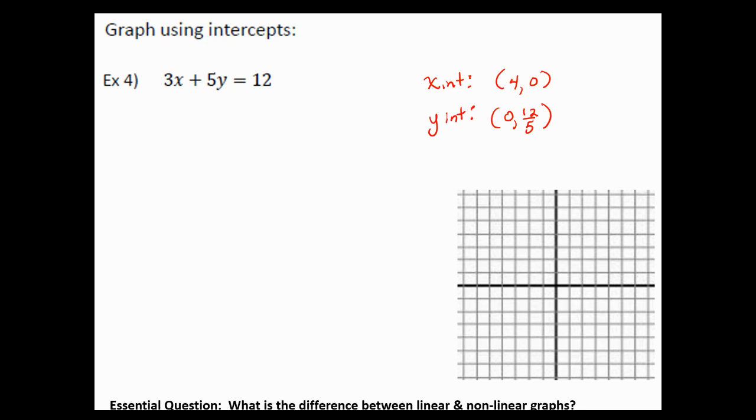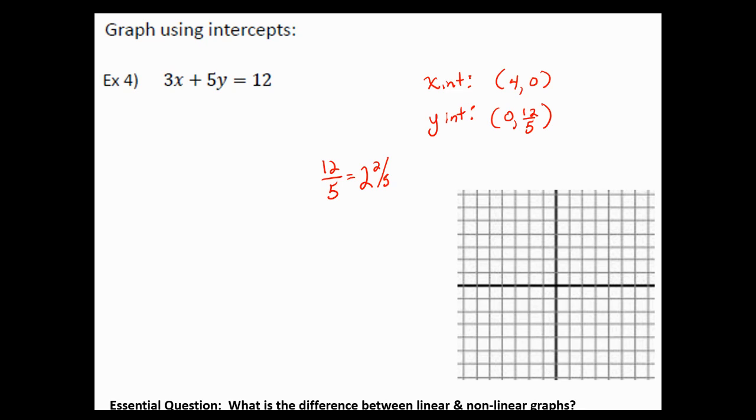So how do you graph 12 fifths? So if you have a calculator, you can enter 12 fifths, enter, and it should give you back a decimal. Or, just to review, how many 5s go into 12? 2. What's left over? 2. So it'd be 2 and 2 fifths. Okay, so it's 2 and a little more.